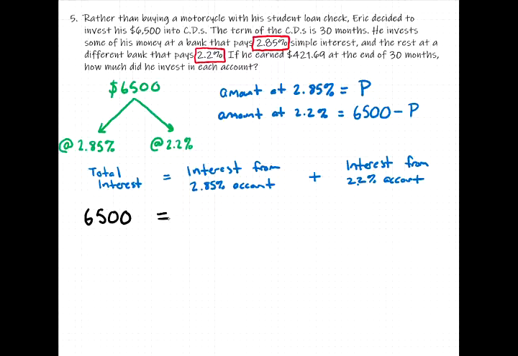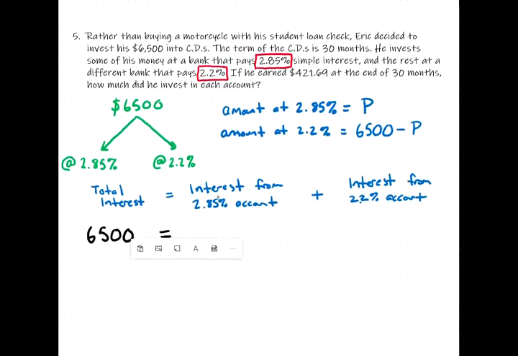Okay, so now we need interest from the first account. Well, we have this formula for interest. Let me scroll up a little bit here. We're going to use the formula I for interest. Interest equals principal times rate times time. So that's the formula that we've used in the previous problems. Okay, so principal times rate times time.